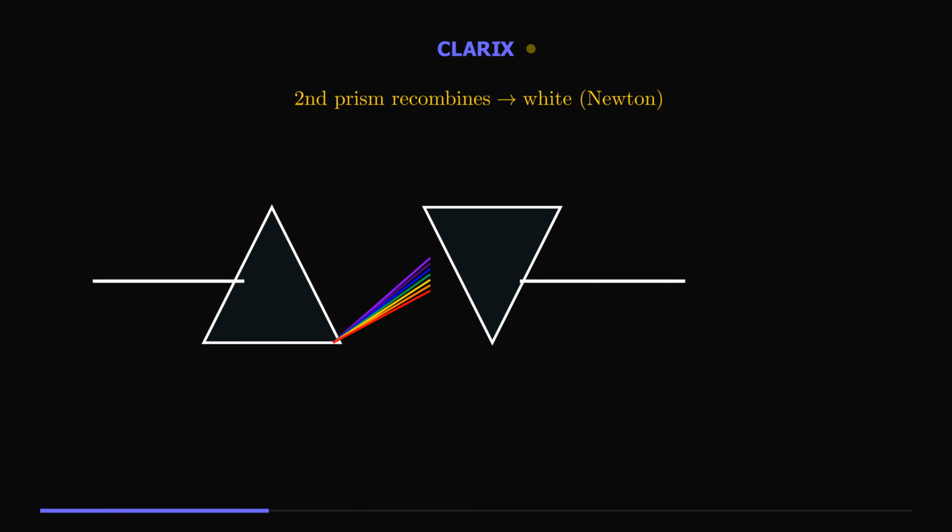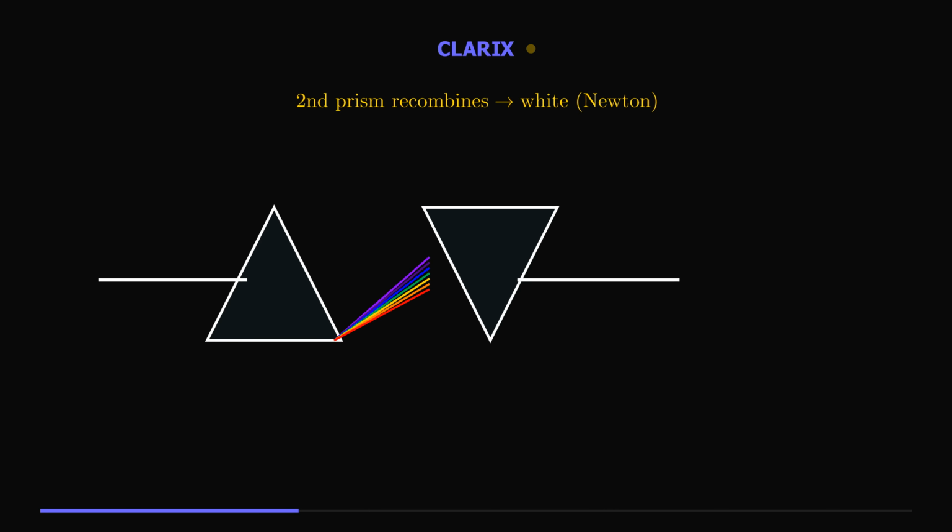Take a second identical prism and place it upside down after the first. The first prism splits the colors. The second bends them back together, and out comes white light again. Isaac Newton did exactly this. Split, then recombine. The white is restored.